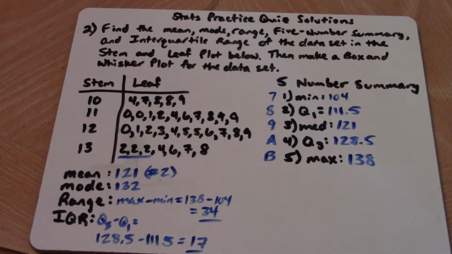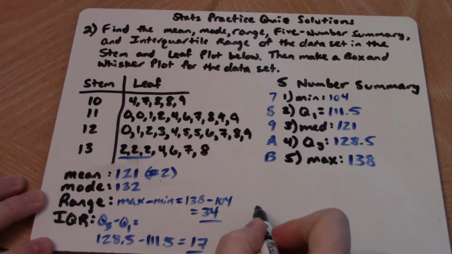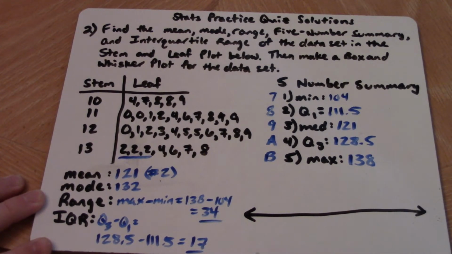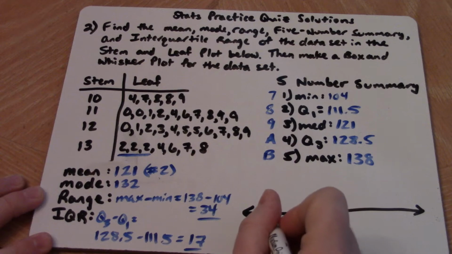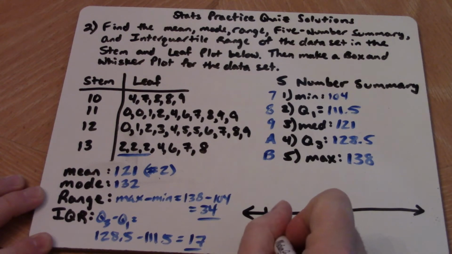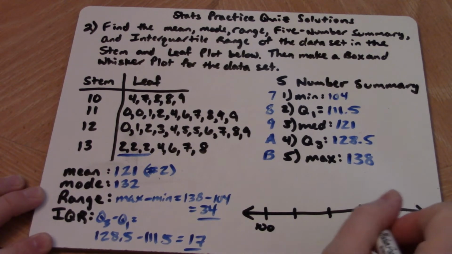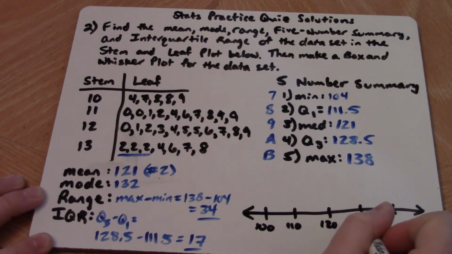Now what we need to do is provide a box and whisker plot. So we draw ourselves a number line. Doesn't need to be perfect. That number line needs to go from 100 to 140. I would suggest doing it by 5s or 10s. So let's say we do this is 100, 110, 120, 130, and 140.